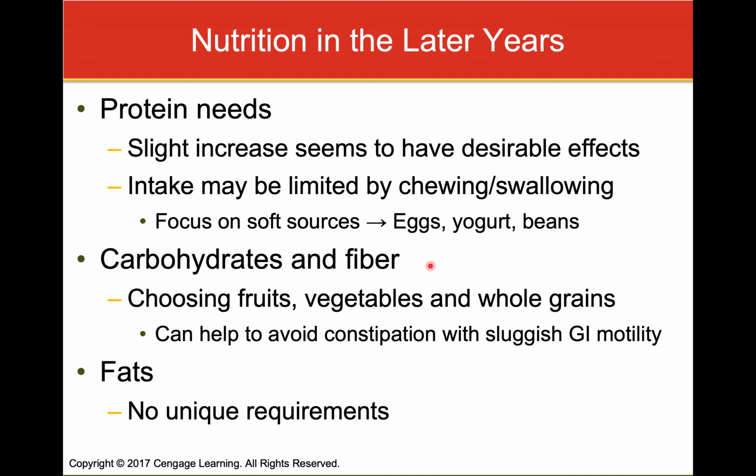For carbohydrates and fiber, it's important to choose fruits, vegetables, and whole grains. This is because it can help to avoid constipation with sluggish GI motility. So things are not moving through as well, and so the elderly can become constipated. With fats, there's no unique requirements, so no difference from what we've learned in the course with adults.